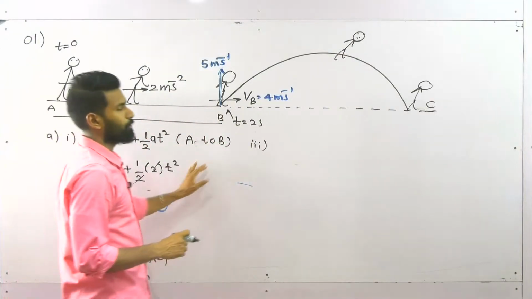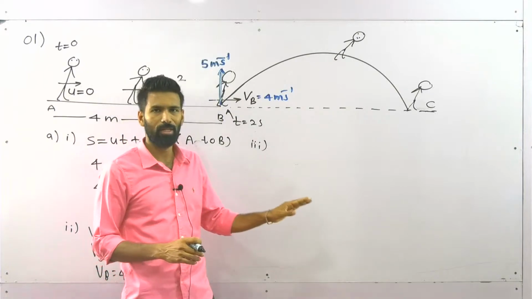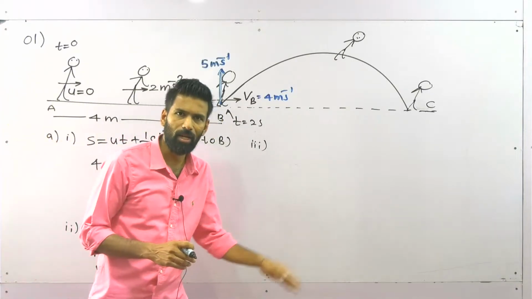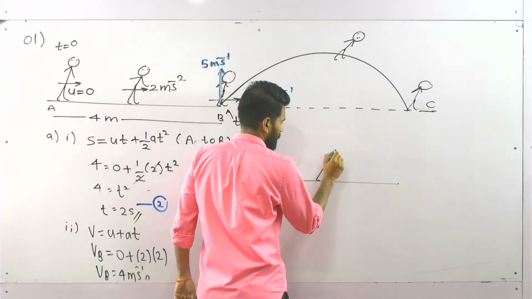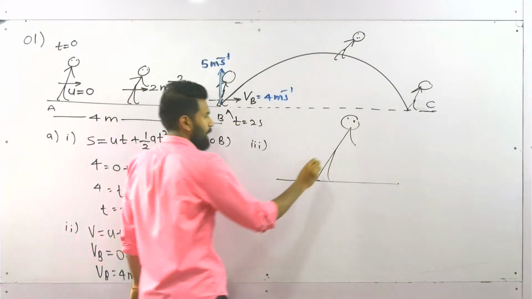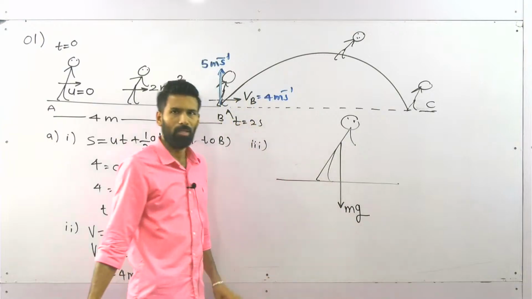Now, how to draw the forces acting on her when she is on the run. When she is in the run, how to draw the forces? Okay, I will draw a person running. The first thing, her weight is there. Weight mg, it's there. That's obvious.